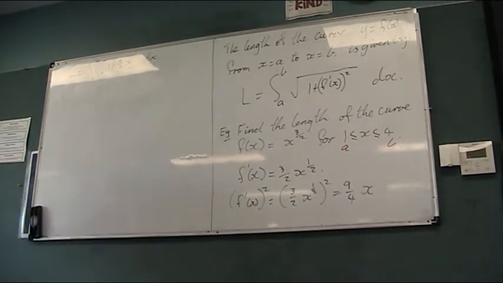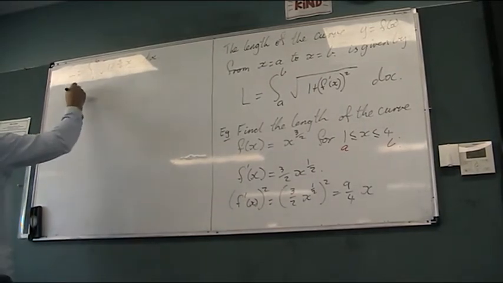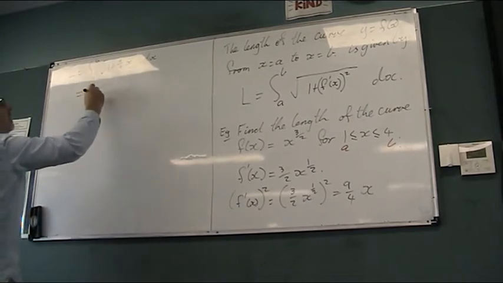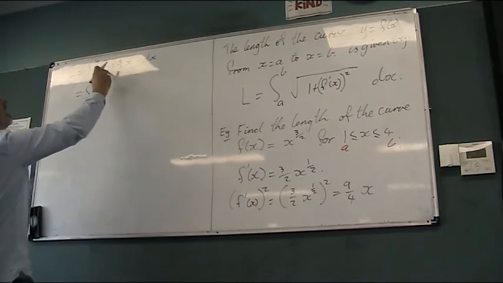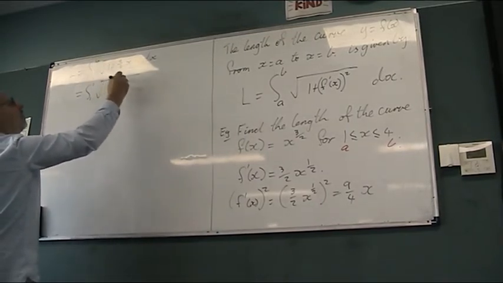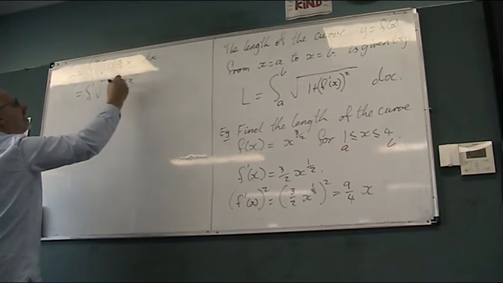Alright, so we can do some stuff with this to simplify what's inside that square root. So if I put them over a common denominator of 4, I've then got 4 plus 9x over 4.